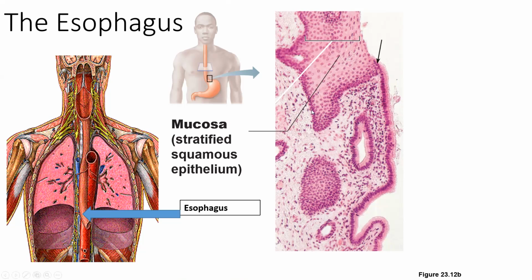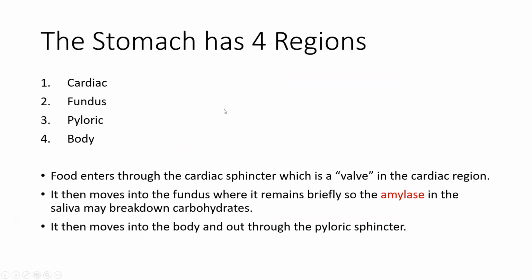So you can see the esophagus goes from the back of the oropharynx, or actually from the larynx, down to right here. There's our stomach sitting right there. It is described as a J-shaped organ. Now the stomach has 4 parts to it. The areas are known as the cardiac region, the fundus, the pyloric region, and the body.